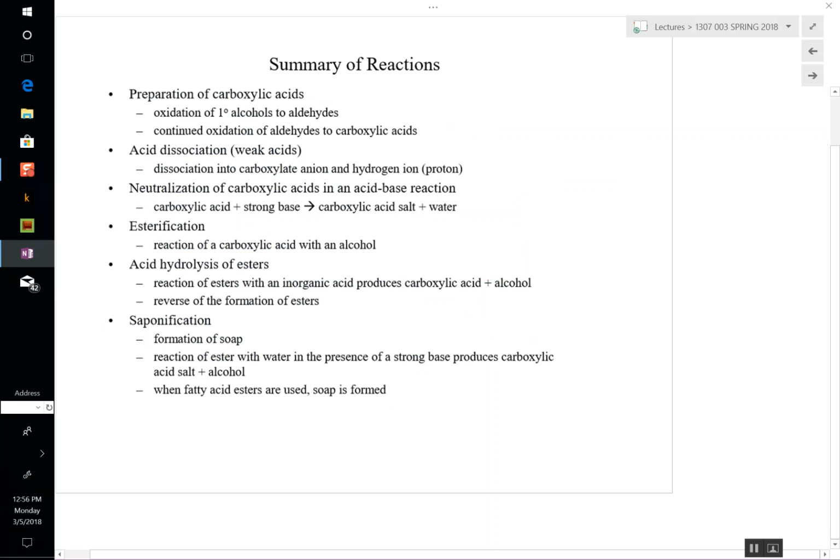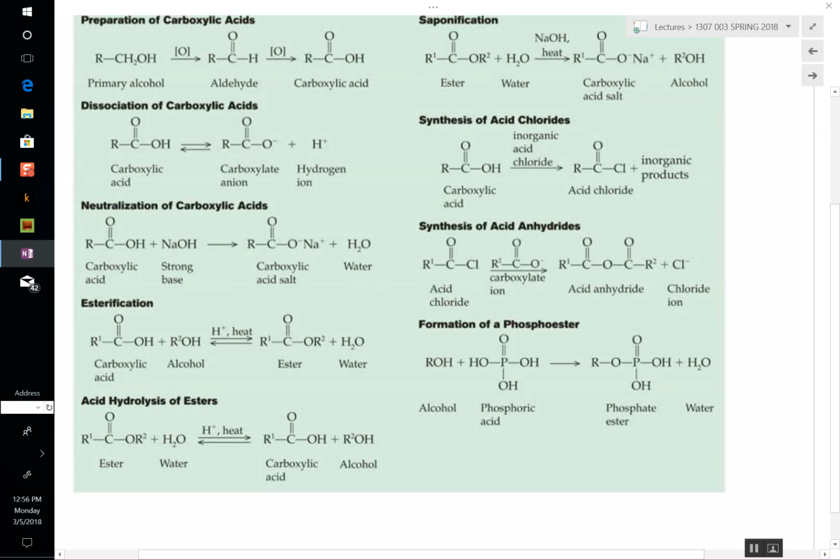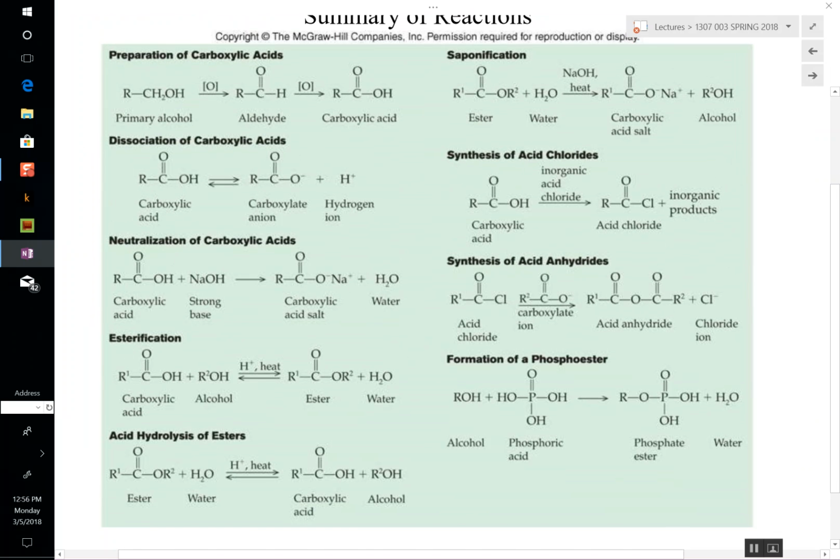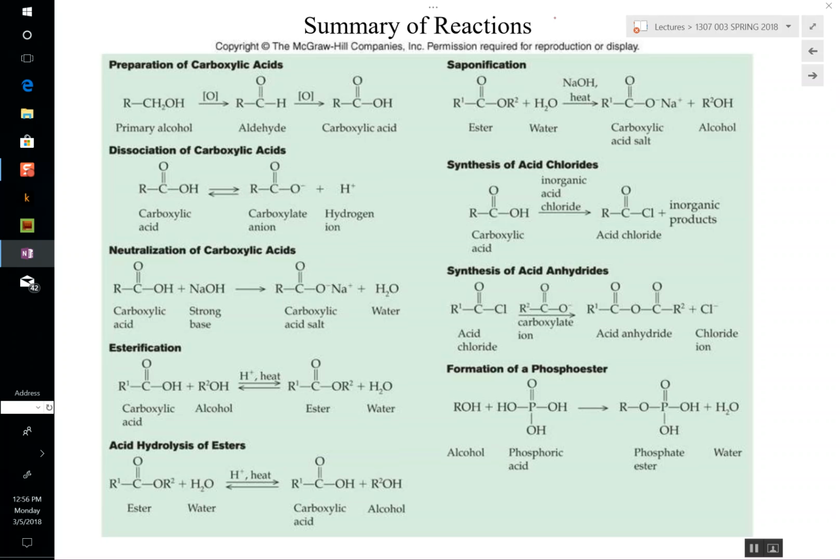All right, there are 3 slides there, those 2, this one, and finally this one, that are all doing the same thing, summarizing the reactions of chapter 14. Summary of reactions.